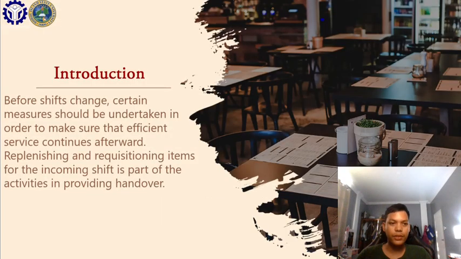So for the introduction, before the shift change, again, we discussed the morning shift. We also have the afternoon shift, and we also have the graveyard shift. There are variations of time wherein the employees work in a particular establishment. So certain measures should be undertaken in order to make sure that efficient service continues afterward. So this is the goal of the establishment. There is a continuous working in the establishment.